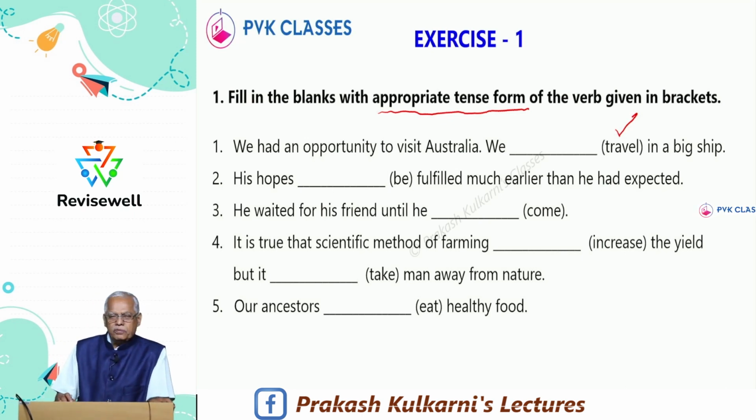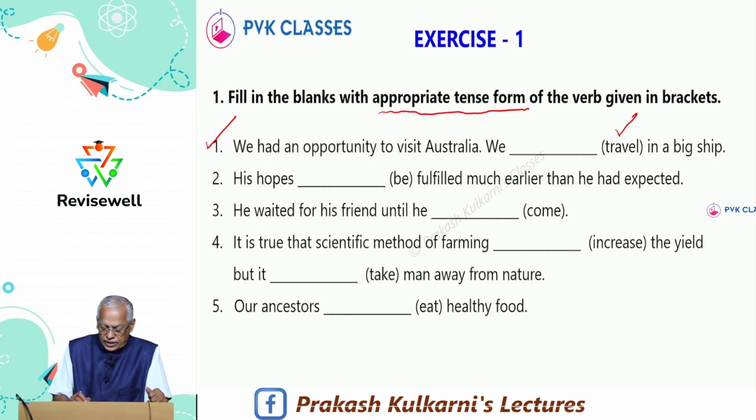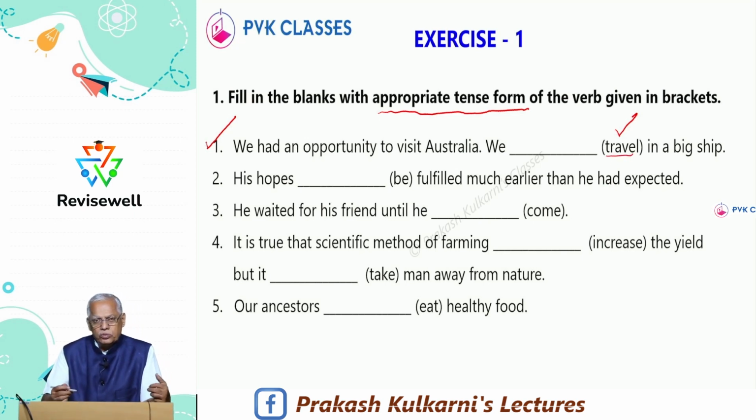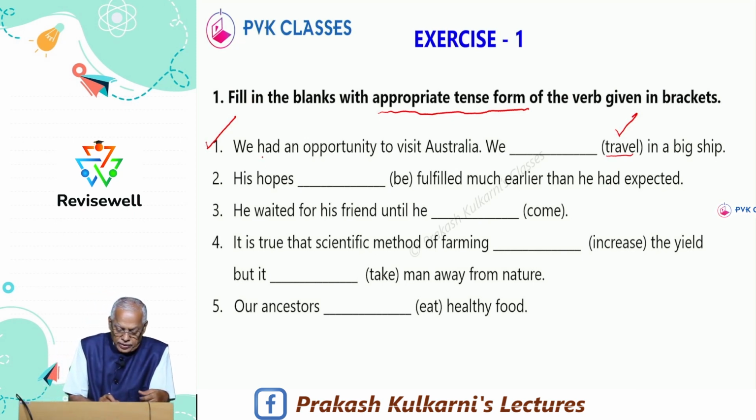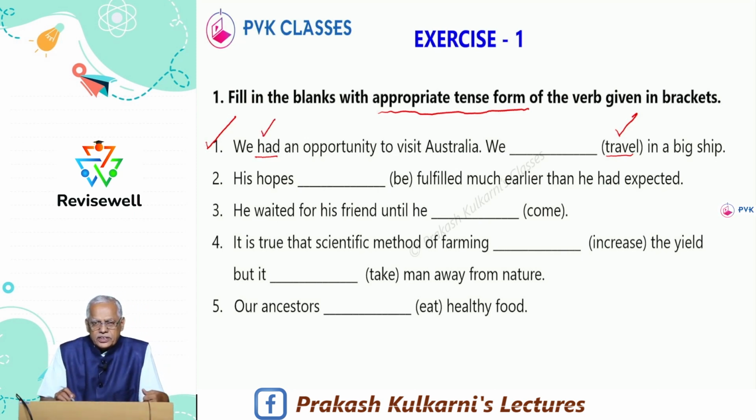Now let us come to the first sentence. We had an opportunity to visit Australia. We dash travel in a big ship. So when you read a sentence like this, now whether we should write travel in present tense or past tense, we have to decide. Then how to decide? Now always there will be a clue. Now had is there. Had is a past tense verb.